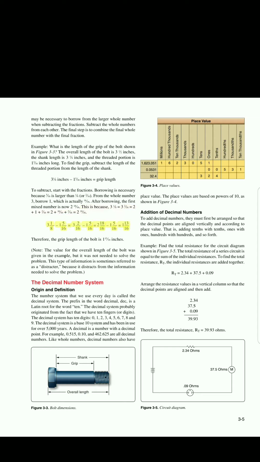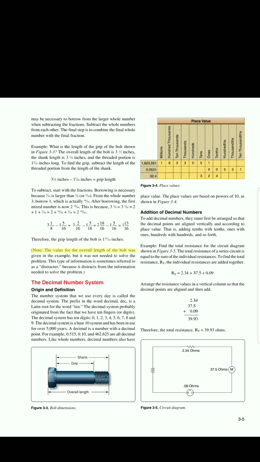2 18/16 minus 1 5/16 equals 1 13/16. Therefore, the grip length of the bolt is 1 13/16 inches.